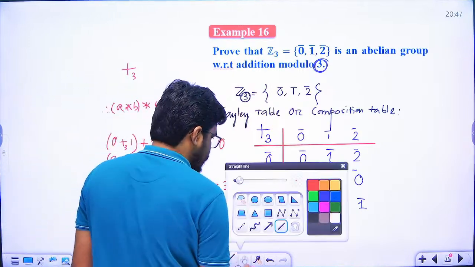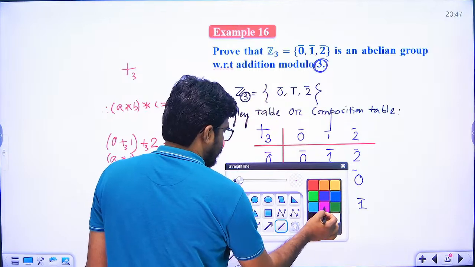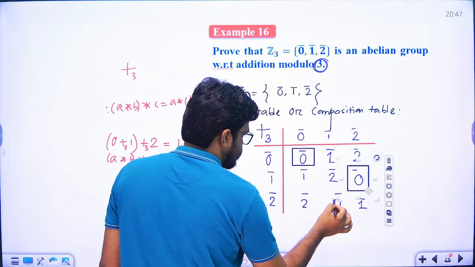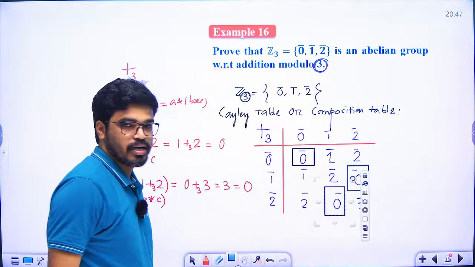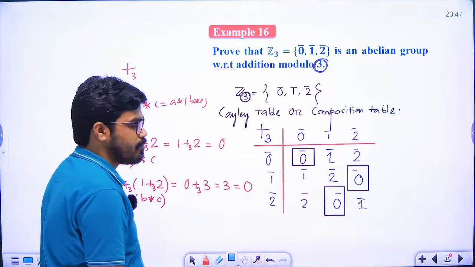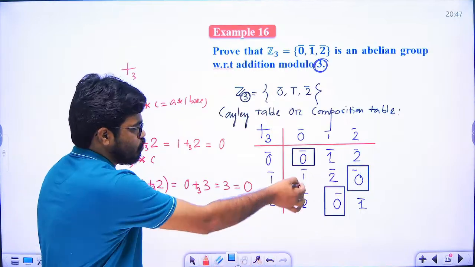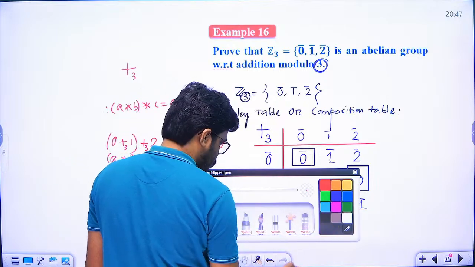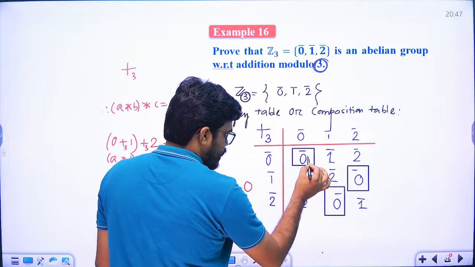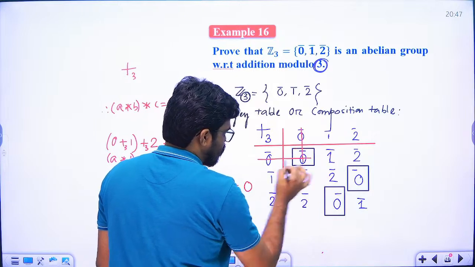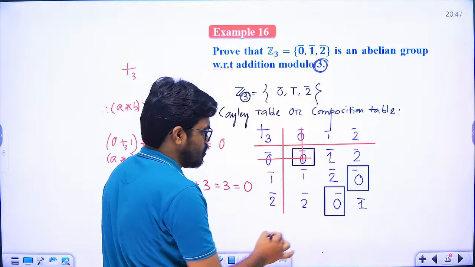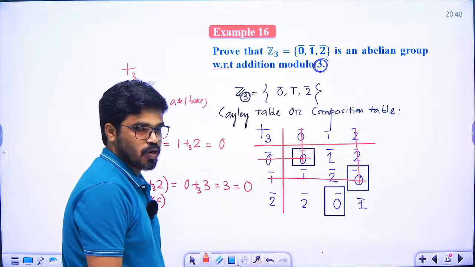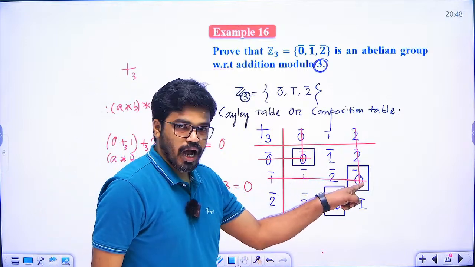0 is the identity element, yes or no? What is the identity element? 0 is the identity element, right? What is the inverse element? I mean, identity element is 0. I taught a technique: just intersect the identity element row-wise and column-wise. Inverse of 0 is 0, the two lines are identity 0.